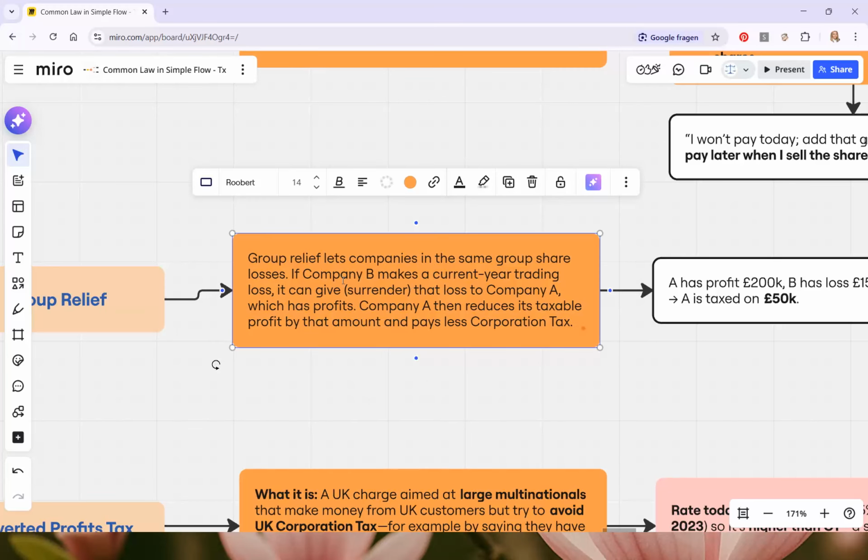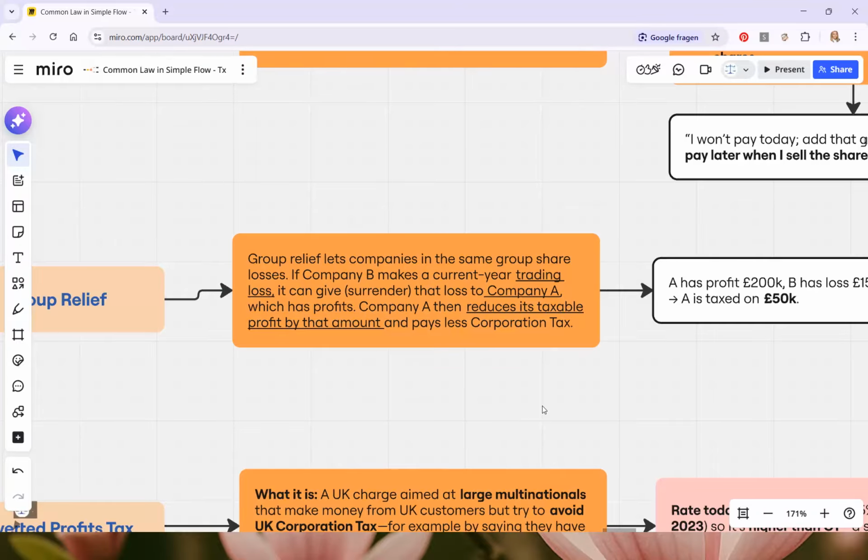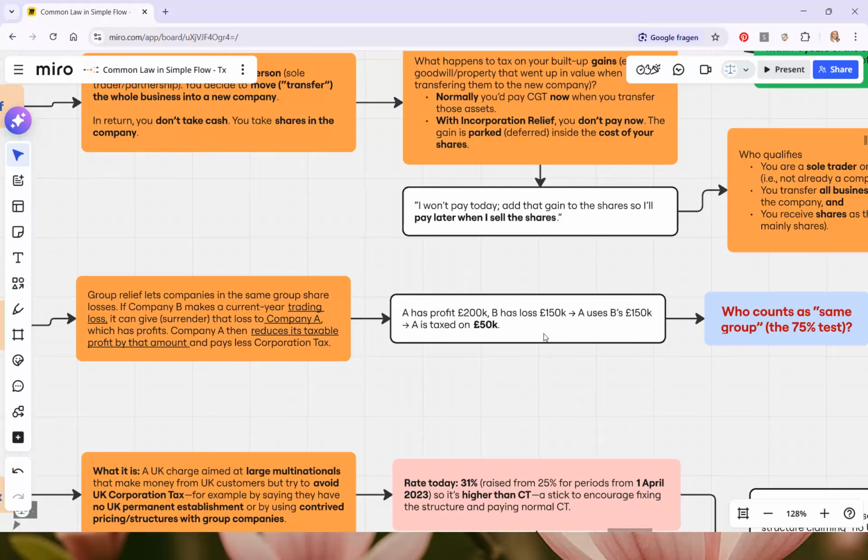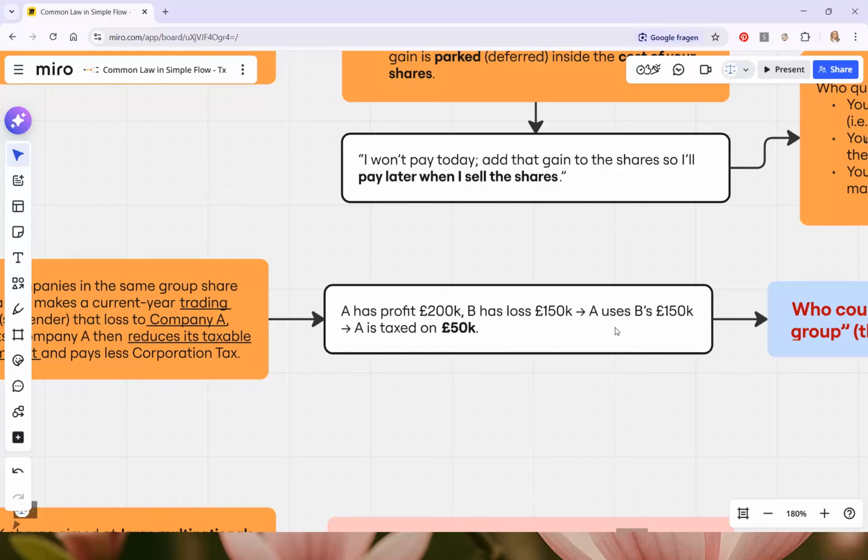So company B makes a current year trading loss. It can give that loss to company A, which has profits. Company A then reduces its taxable profit by that amount and pays less corporation tax. So A has profit 200K, B has loss 150K. A uses B's 150K. A is taxed on 50K.